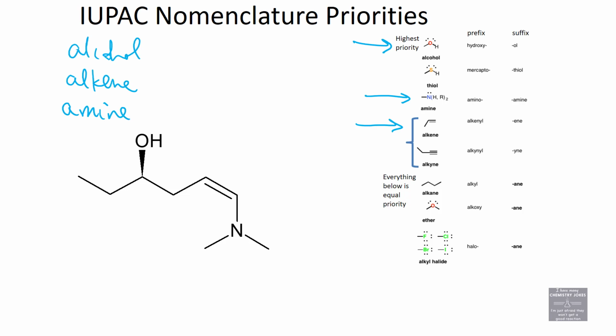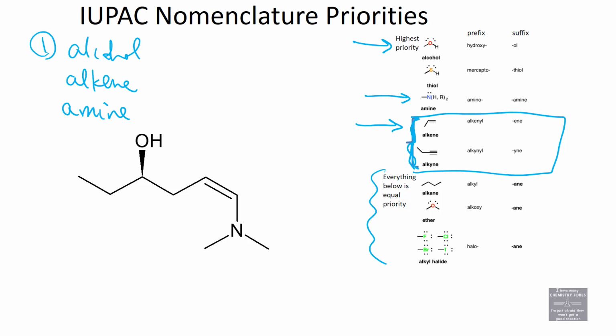This little brace over here is to say alkenes and alkynes have equal priority in the naming rules. So these guys are equal priority. Everything below that squiggle I just made is equal priority. And then amines and alcohols are up there. So of our three functional groups, the alcohol is the highest priority, the highest IUPAC nomenclature priority.